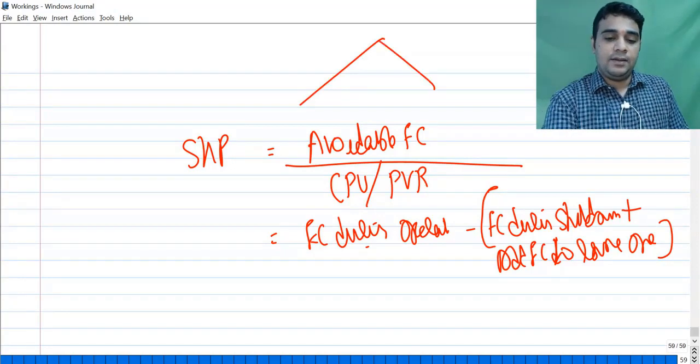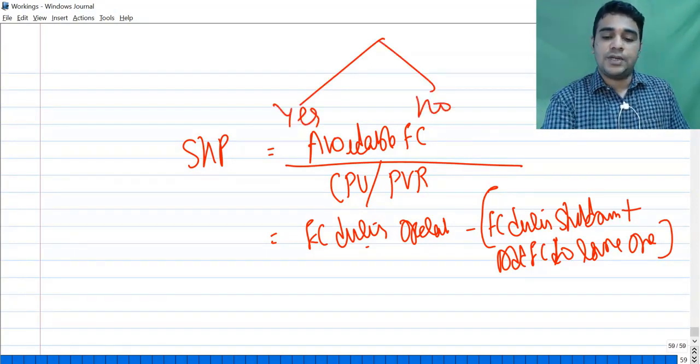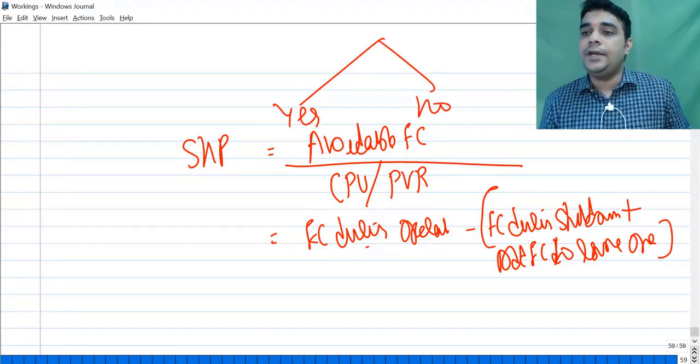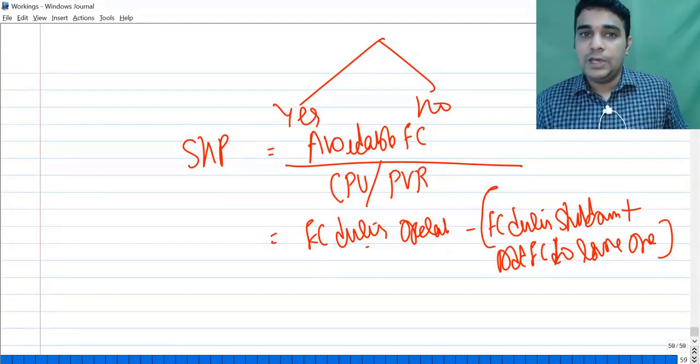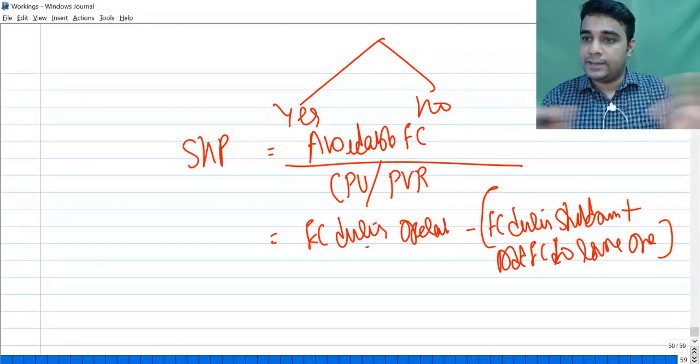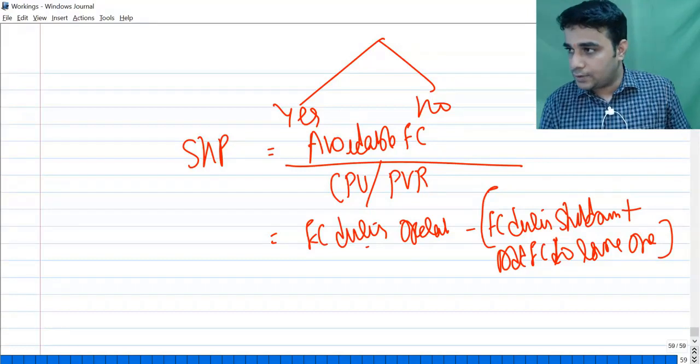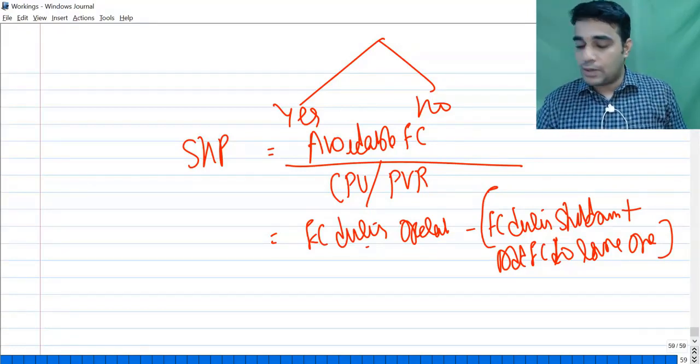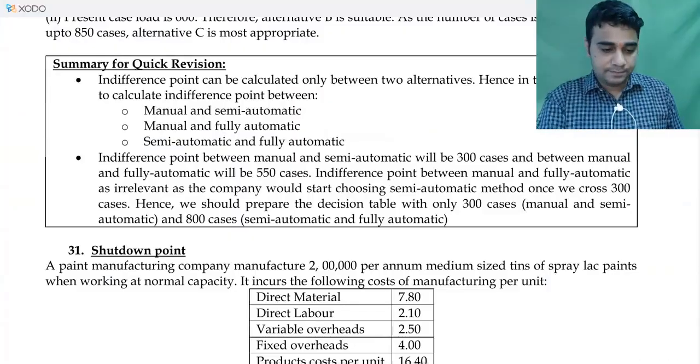Basically, in the yes scenario, how much fixed cost you incur, and in the no scenario, how much fixed cost. If you shut down, how much you will incur: 5 lakh plus 1 lakh. If you don't shut down, how much fixed cost you will incur: 20 lakh. The difference is called avoidable fixed cost, or relevant fixed cost.